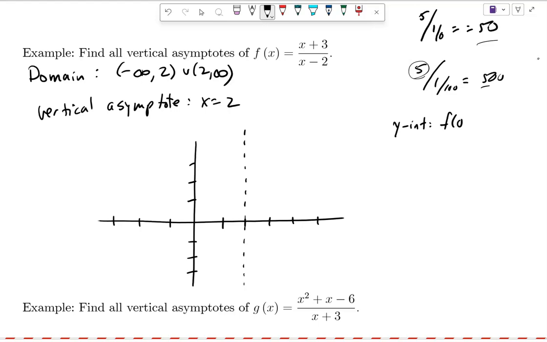Yeah, plug in 0 for the x, right? We get negative 3/2 for that. So we'd have the point down here, right?